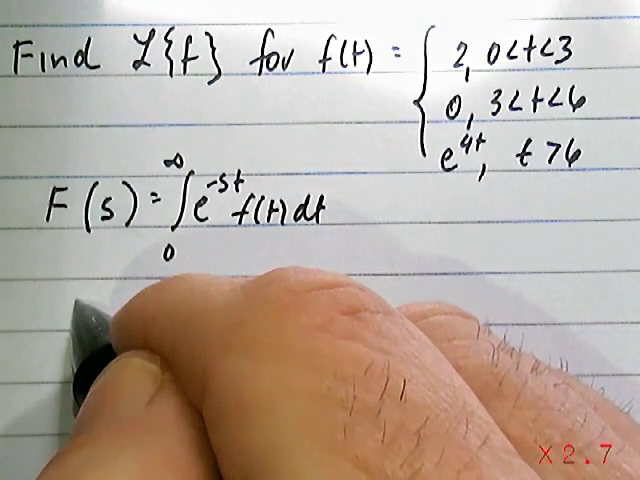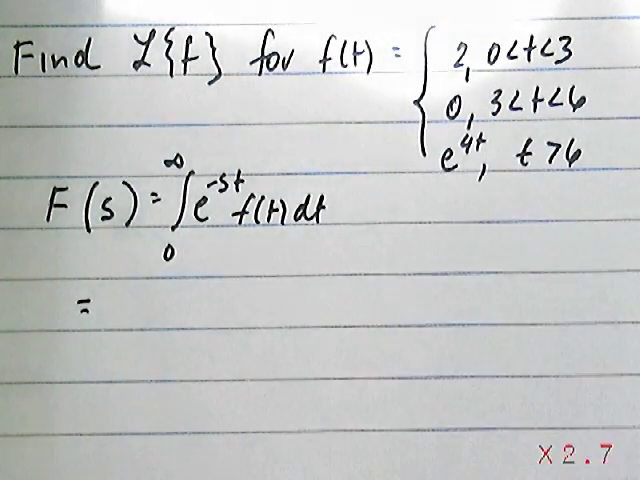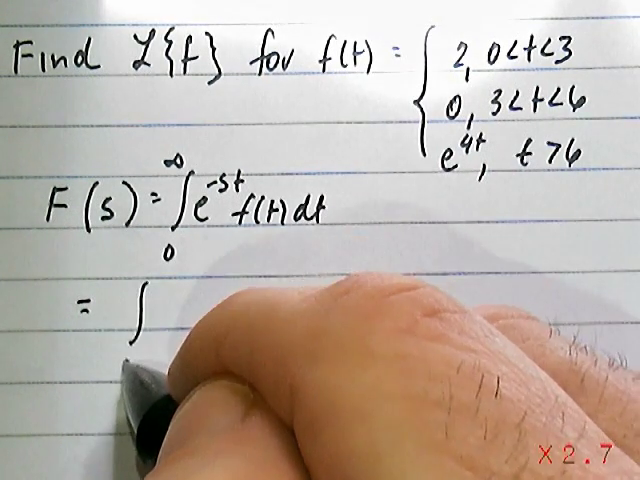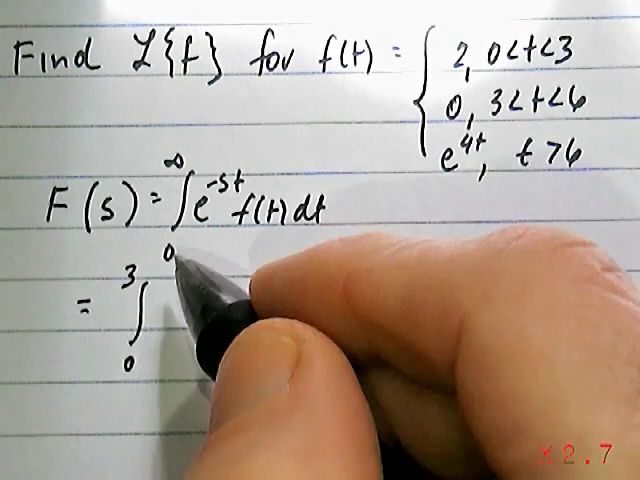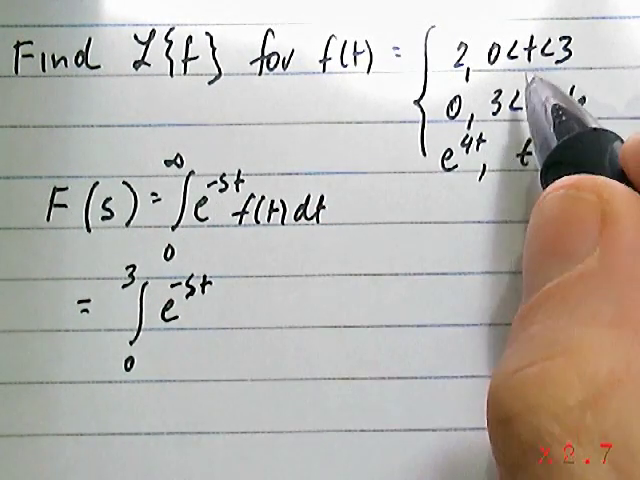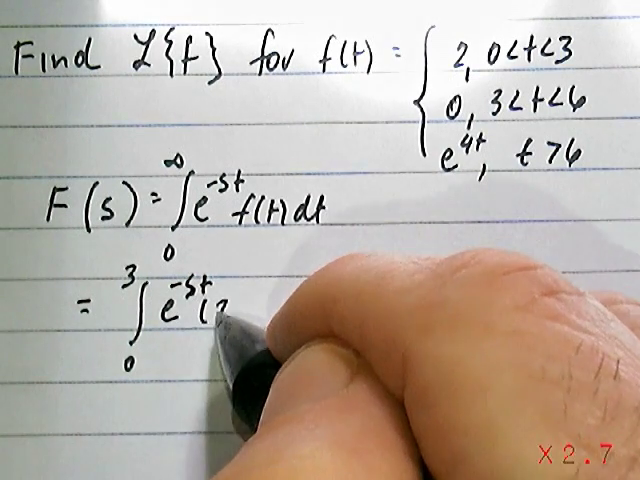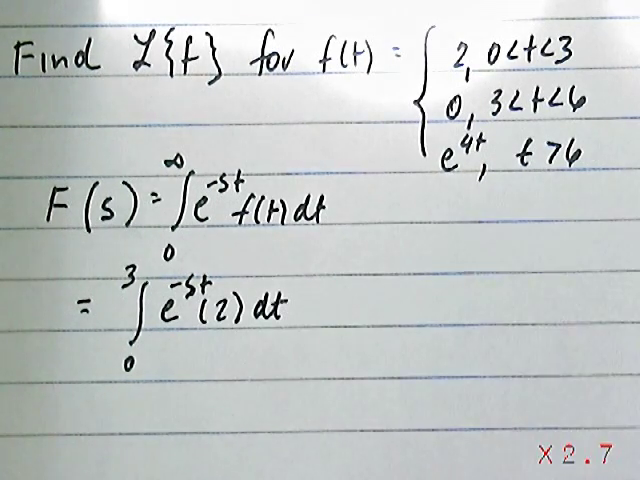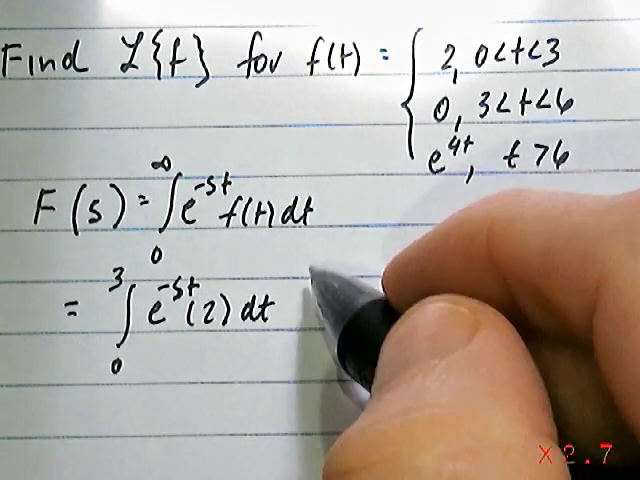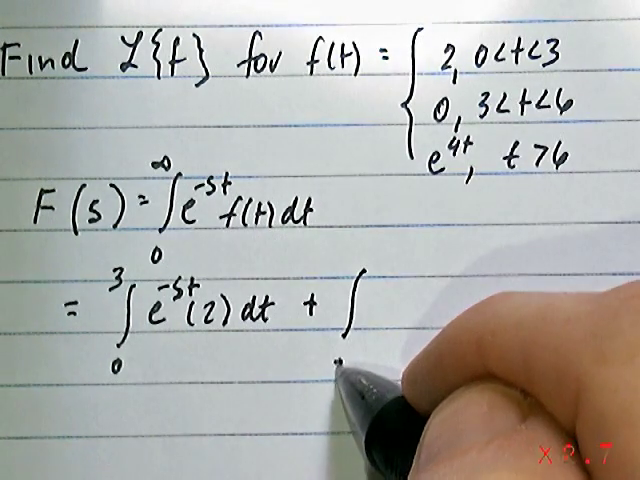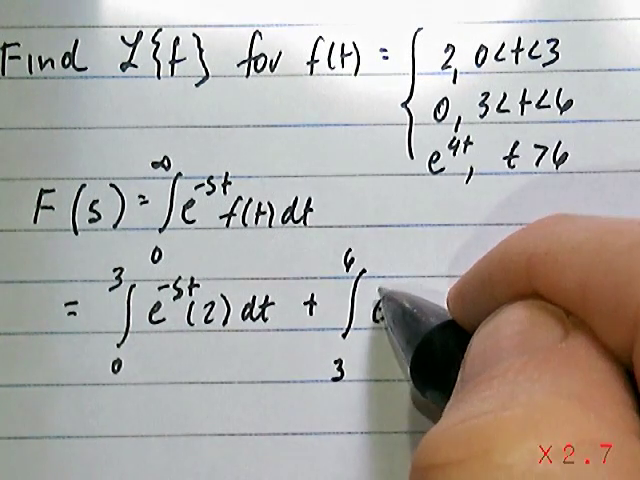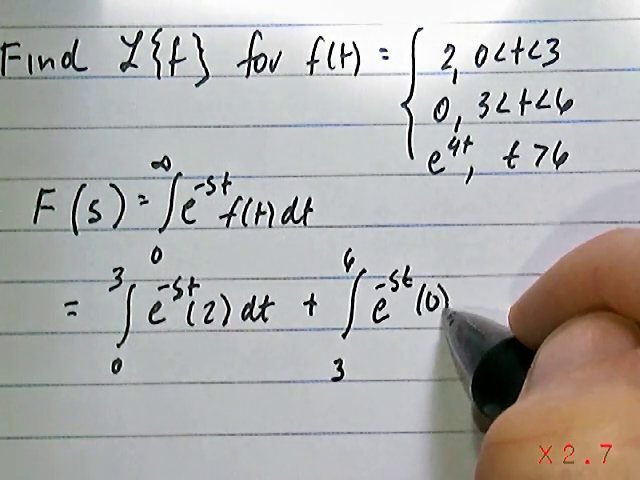So we go back to the definition of the function and realize the function is defined differently from 0 to infinity. So from 0 to 3, that integral would be e to the minus st times whatever f is on that subinterval. Well, it's just 2. So we'll plug in a 2 here, integrate dt. Continuing along the real line, from 3 to 6, the function takes on the value 0. So we'll have e to the minus st times 0 dt.